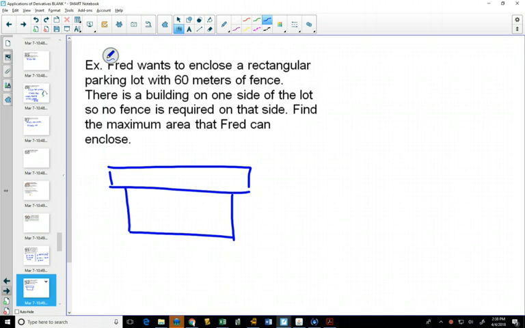So Fred has 60 meters of fence. There's a building on one side, so no fence is required there. Find the maximum area that Fred can enclose. So in grade 11, you would have had this question, and the hardest part was setting things up so that you could make an equation. Now, in this rectangle, this side and this side would be the same, and this side would be different.